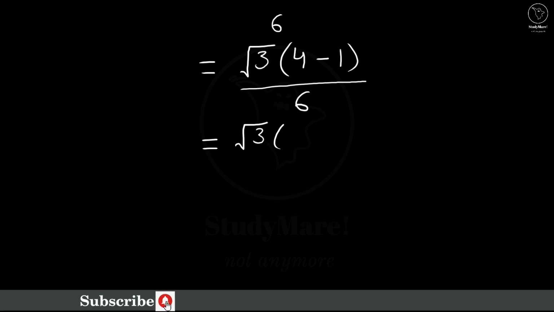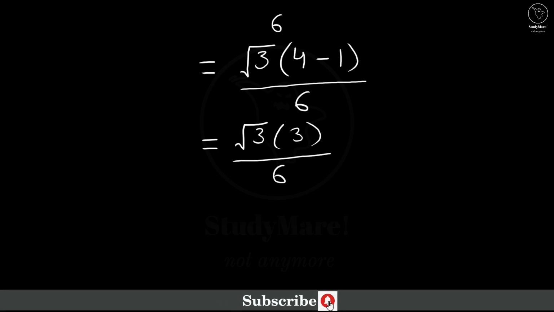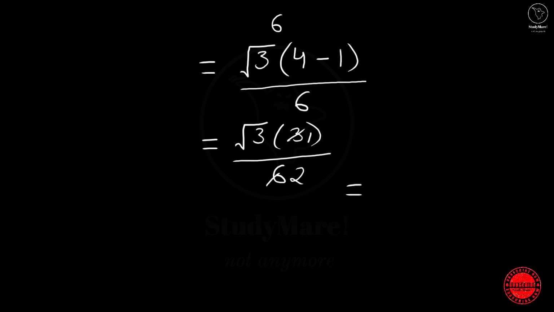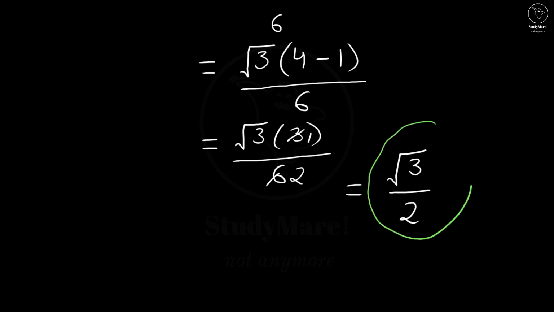4 minus 1 gives us 3 divided by 6. Here 3 1s are 3 and 3 2s are 6. So we get root 3 into 1 is root 3 divided by 2. And that is the answer.